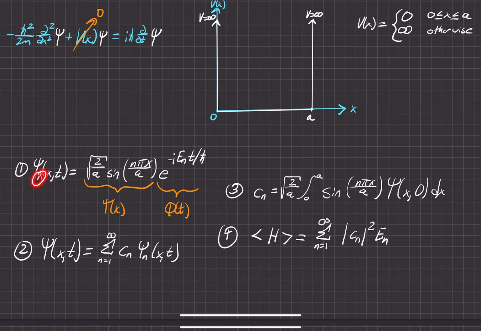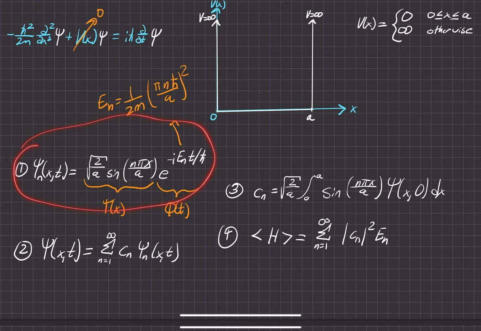That's why you have your psi sub n: there's essentially an infinite number of solutions, but they all generally look like this with different n's. And by the way, each one has a different energy, E sub n, which is always 1 over 2m times pi n h bar over a, squared. These are all your different stationary states, the solutions to the Schrodinger equation, as long as you have these boundary conditions.